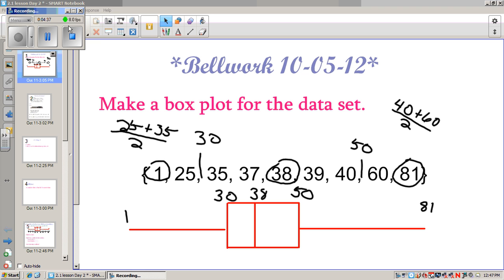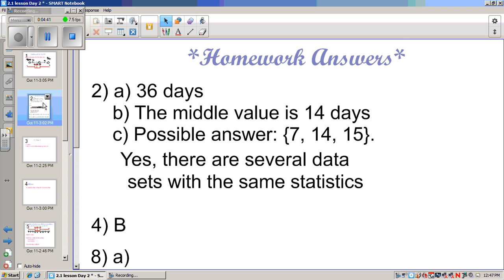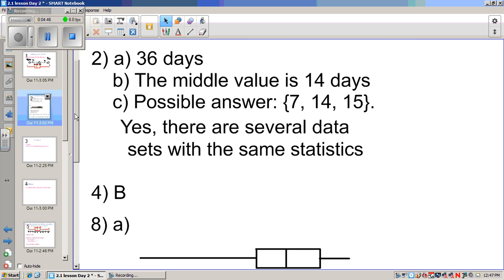Next, we're going to get into checking answers from your homework or conceptual practice last evening. I've got them up here. If you wish to take longer on them, you may pause.